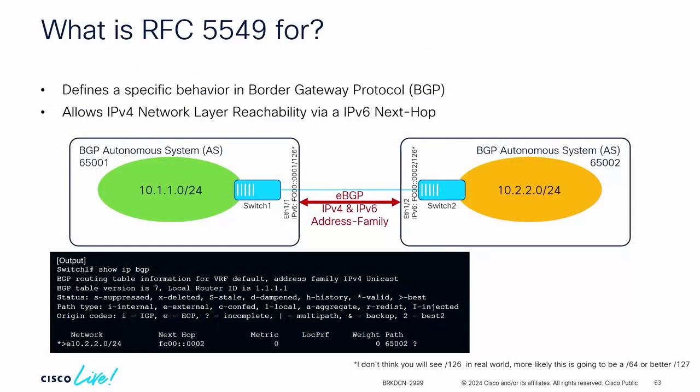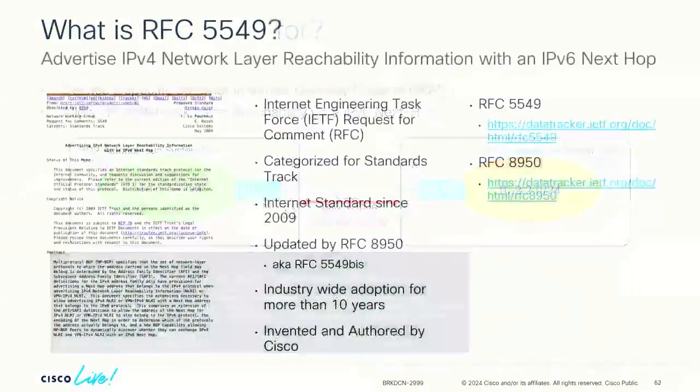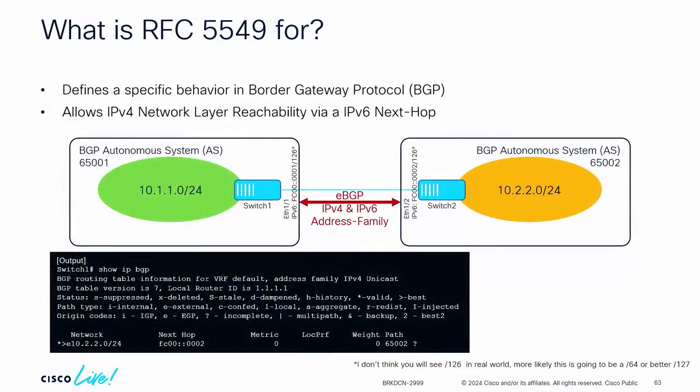What is RFC 5549 for? Well, the goal of RFC 5549 is basically to allow advertisement of IPv4 prefixes between networks, between different BGP autonomous systems, using an IPv6 connectivity, right? An IPv6 peering only between switch 1 and switch 2.